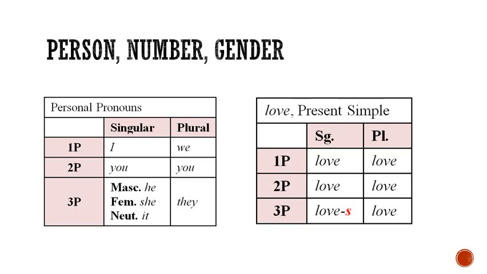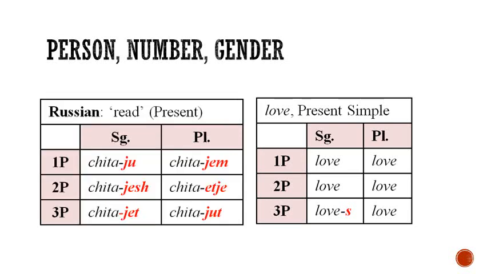Not only does it only happen with third person and singular, it only happens in the present tense. So in past tense, this would all just be loved. It would all just have a D or ED at the end. So we have this thing where the verb in English is affected by the subject only when it's third person singular in present tense. Which isn't the case in all languages.